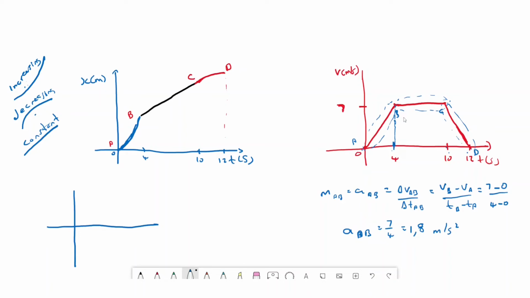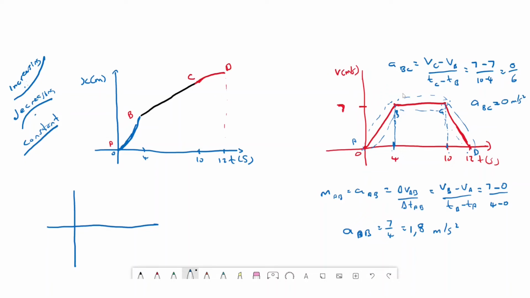All right, so you will do the same for B and C. You'll find the acceleration between B and C, which is the velocity at C minus the velocity at B, divided by the time at C minus the time at B. You draw a straight line down to find the time at C. So this is going to be 7 minus 7 over 10 minus 4, which is 0 over 6, so the acceleration is 0 meters per second squared.